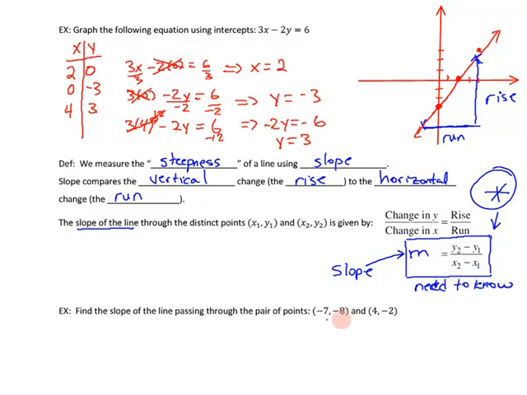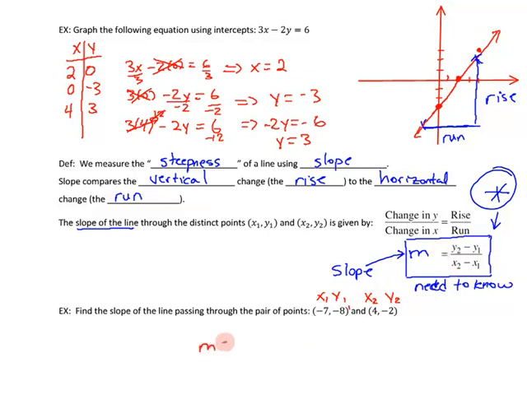Now, for example, here's 2 points in the plane. We got the point (-7, -8) and (4, -2). We want to find the slope of a line that passes through those points. So here's what you do. Let's call this point x1, y1. We'll arbitrarily pick this to be the first point. We'll call this one the second point, so it's x2, y2. Now we have a value for each of the variables in the formula for slope.